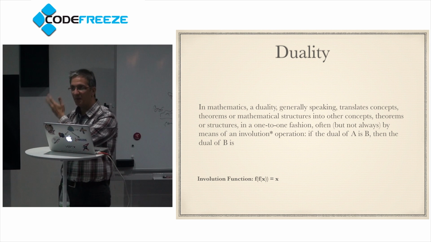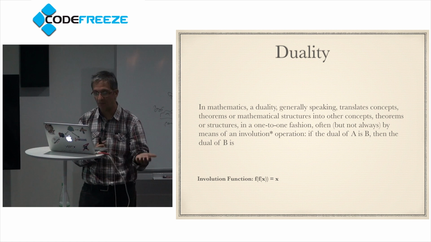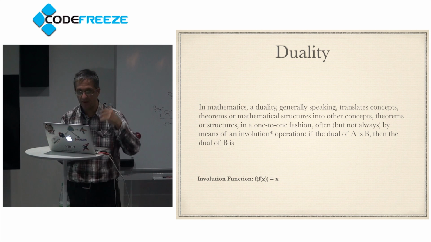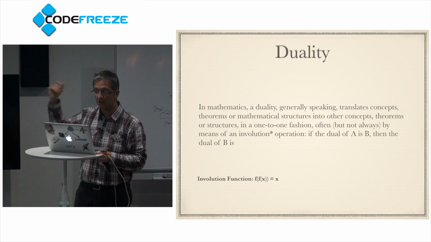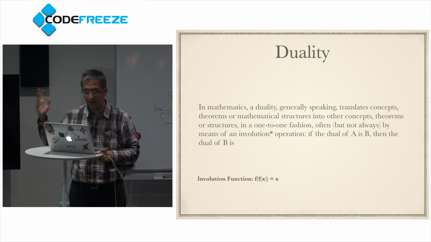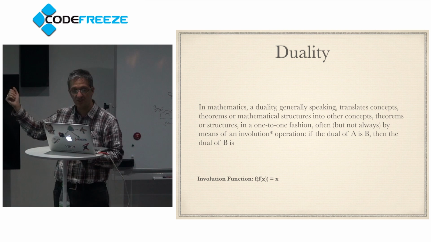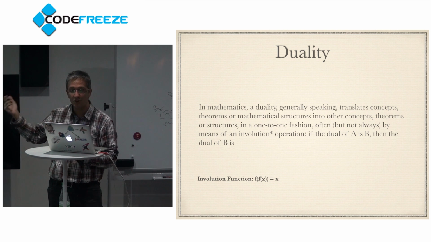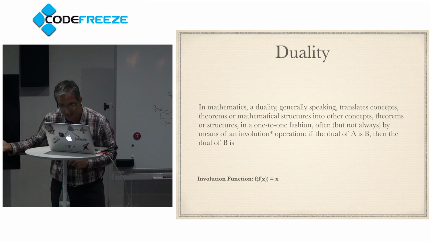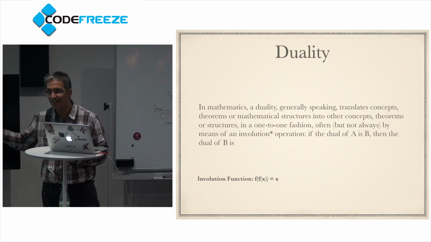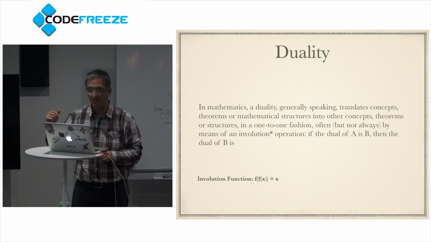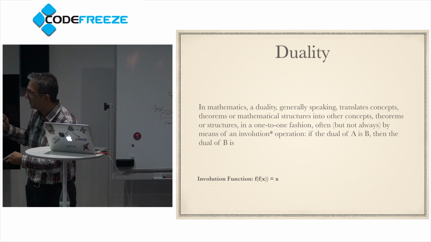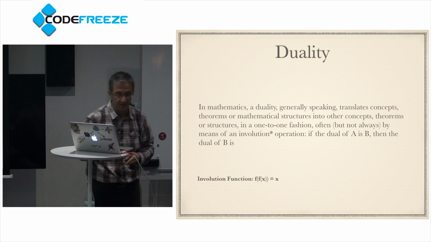And I'll read this because it's really, really interesting, and it also shows my brilliant linguistic abilities to read English. In mathematics, a duality, generally speaking, translates concepts, theories, and mathematical structures into other concepts, theories, or structures in a one-to-one fashion, often, but not always, by means of an involution operation. If the dual of A is B, then the dual of B is A. There you go. Involution function is a very fancy way of saying f of x equals x.